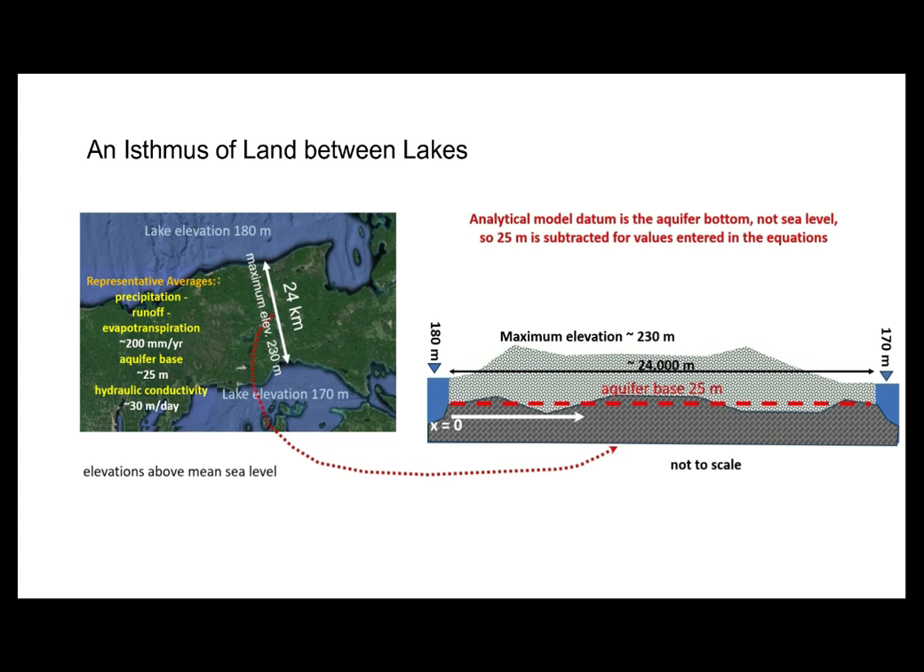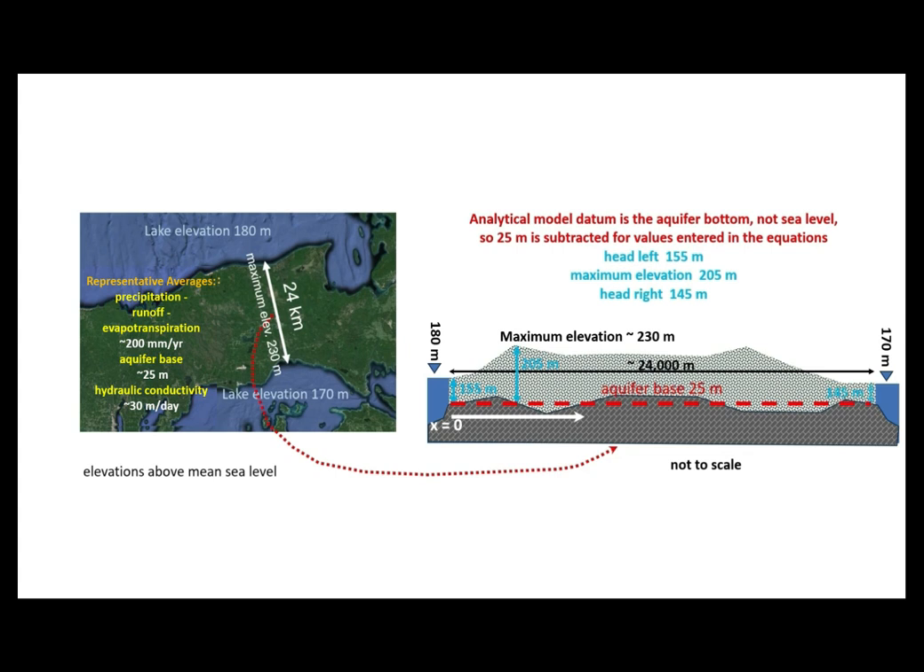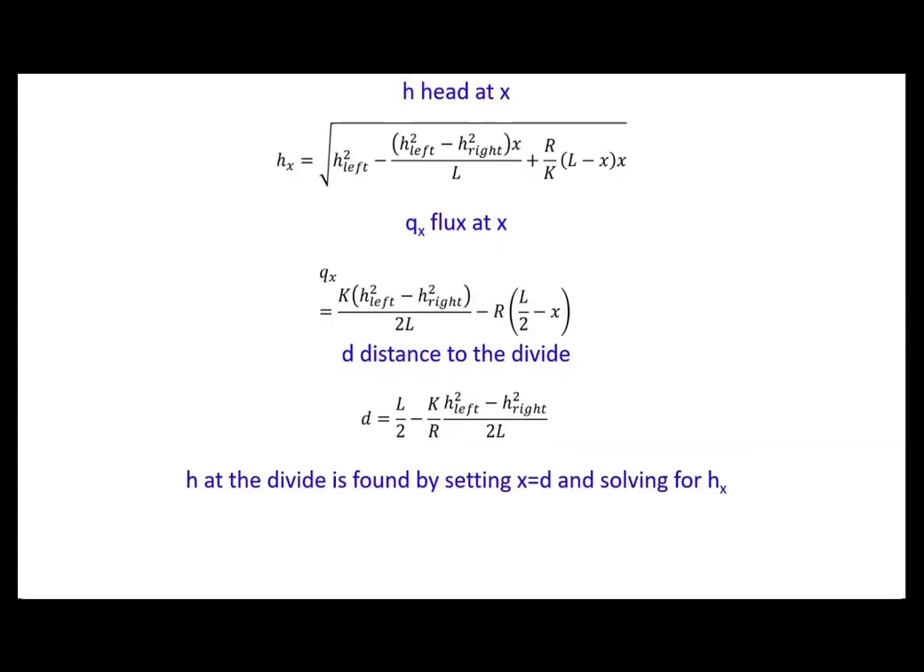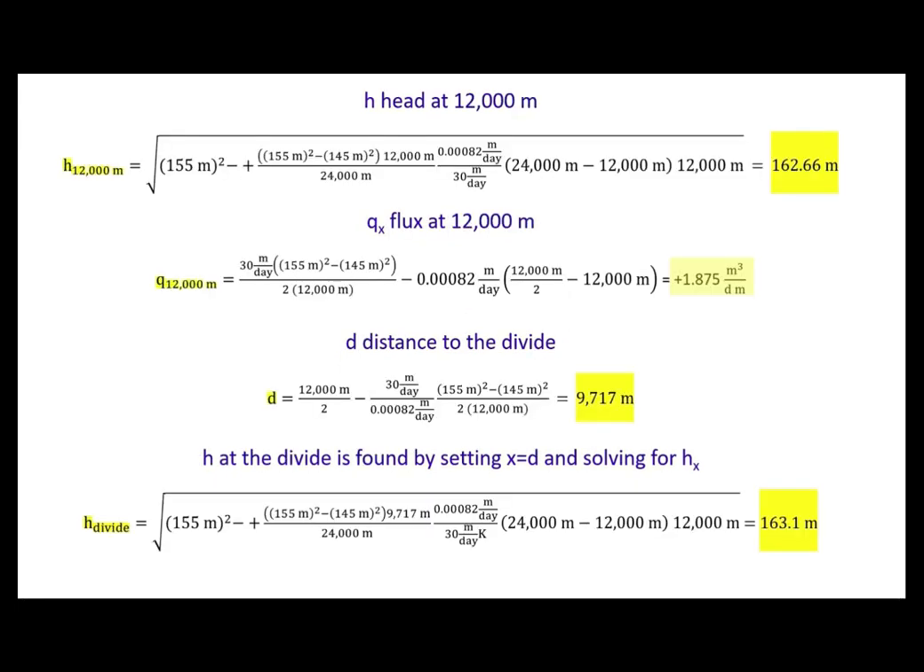The aquifer bottom elevation is subtracted from the elevation of the lakes to determine the value that will be put into the equations to obtain the solution. The values can be substituted by hand and solved using a pencil, a calculator, or a spreadsheet, or the water table recharge tool can be used.